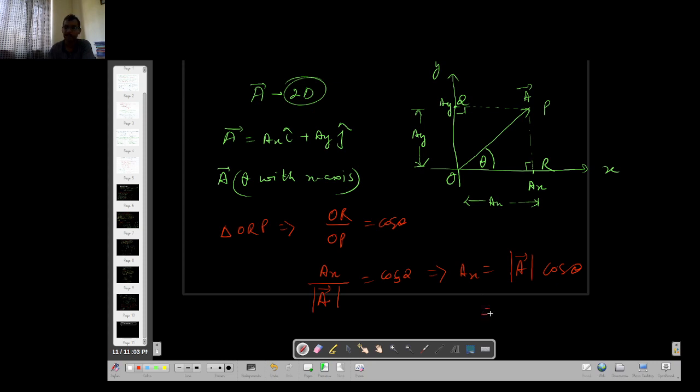And what is this theta? This theta is the angle between A and the x-axis. Let me write it down like this.